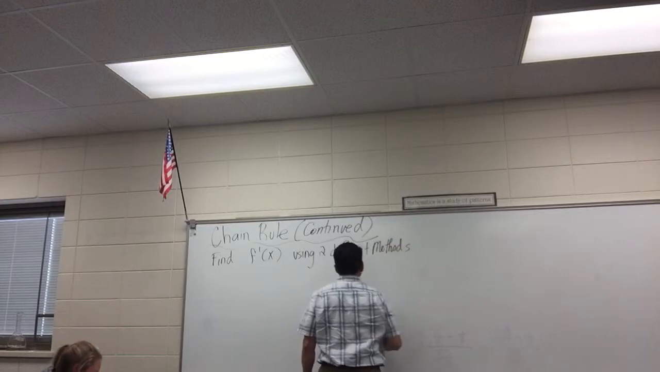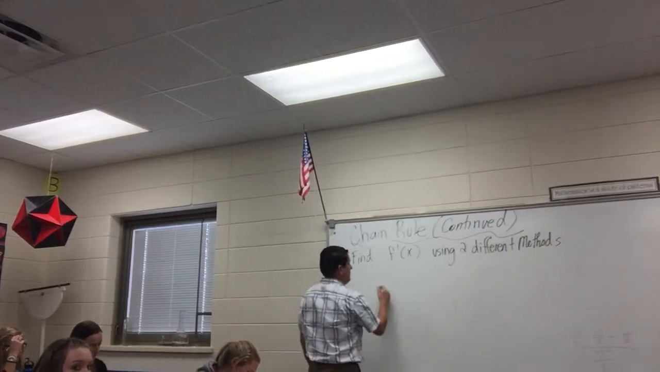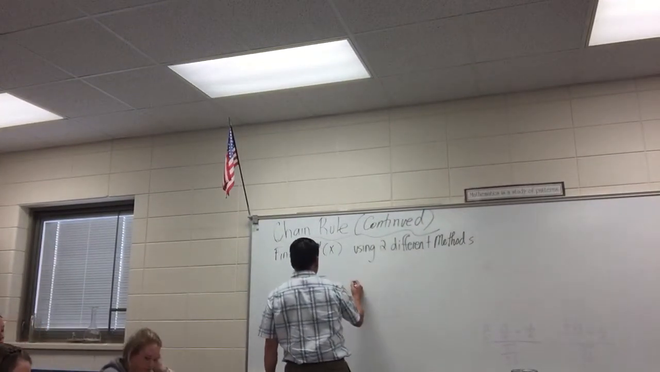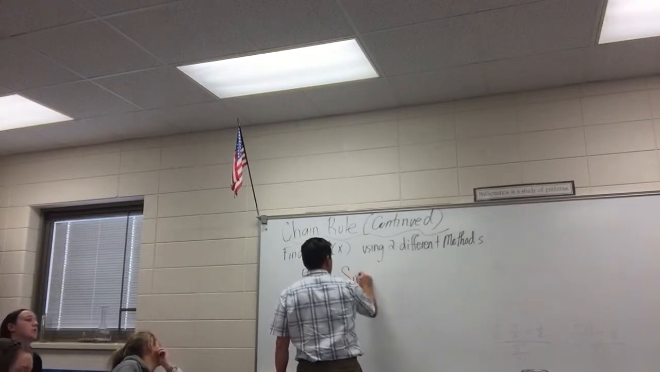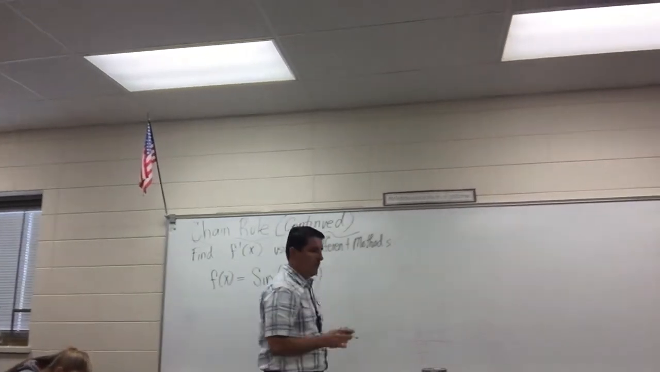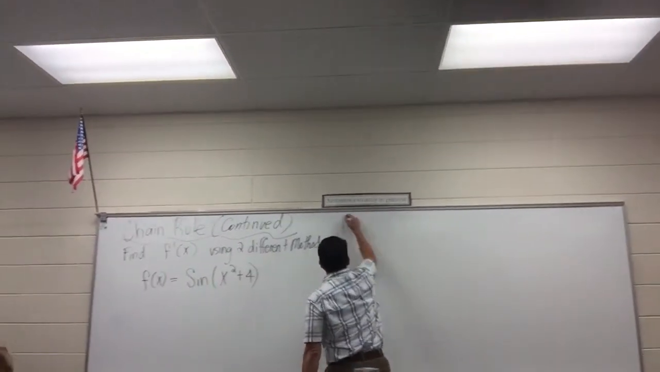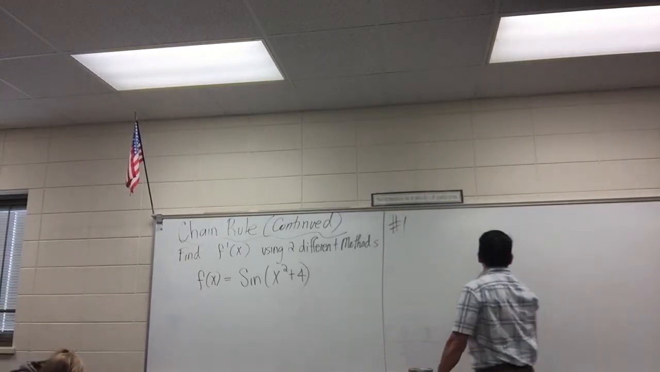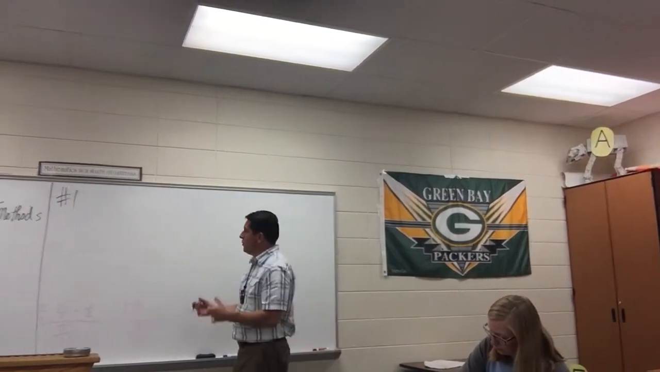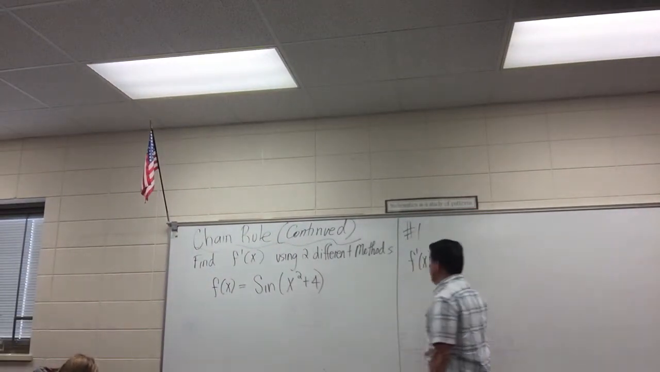Okay, I'm going to show you two different techniques to do the same problem. And here is the original function. f of x is equal to, let's do the sine of x squared plus 4. So technique number one is the one that I showed. We just kind of did it by thinking about the whole problem. Technique two is where I'm going to show you the breakdown on why the chain rule actually works.